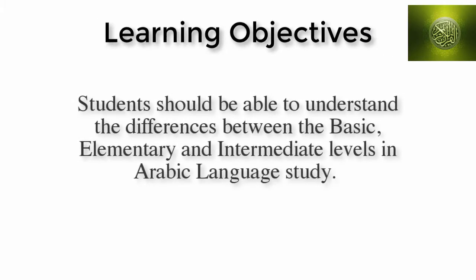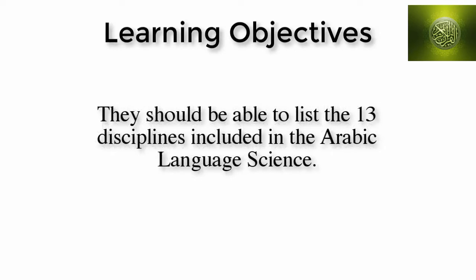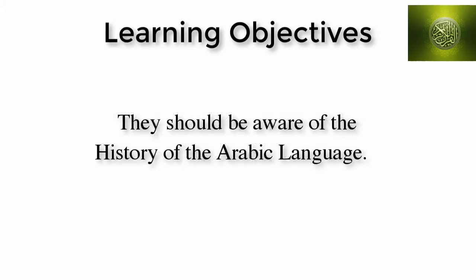Learning objectives. By the conclusion of this video, students should be able to understand the differences between the basic, elementary, and intermediate levels in Arabic language study. They should be able to list the 13 disciplines included in the Arabic language science. They should be aware of the history of the Arabic language from pre-Islamic times through the codification of the language in the 9th century.